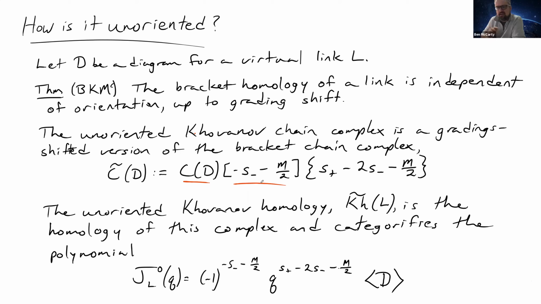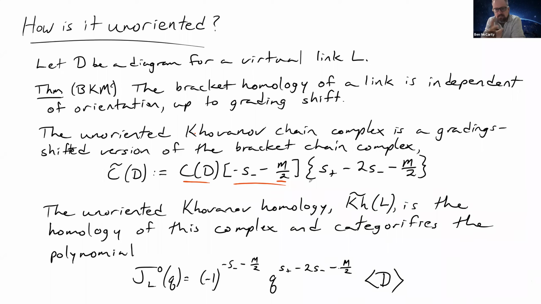The shifts depend on the number of negative self-crossings. By self-crossing, I mean a crossing that involves only a single component of the link. A crossing that involves only a single component doesn't depend on the orientation of the link, because however you orient that component, the self-crossings don't change from positive to negative or vice versa. It also depends on the number of mixed crossings, which we're labeling as M.